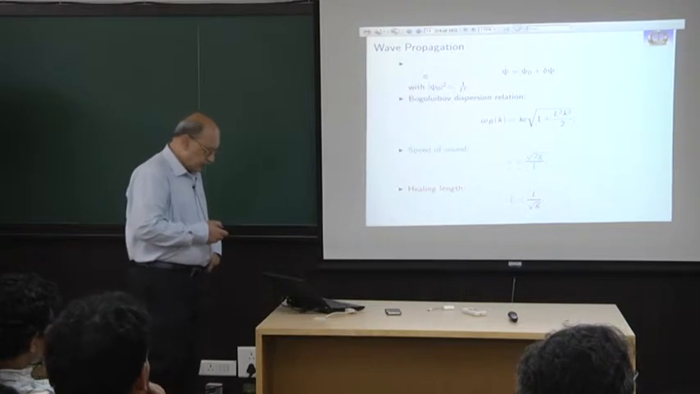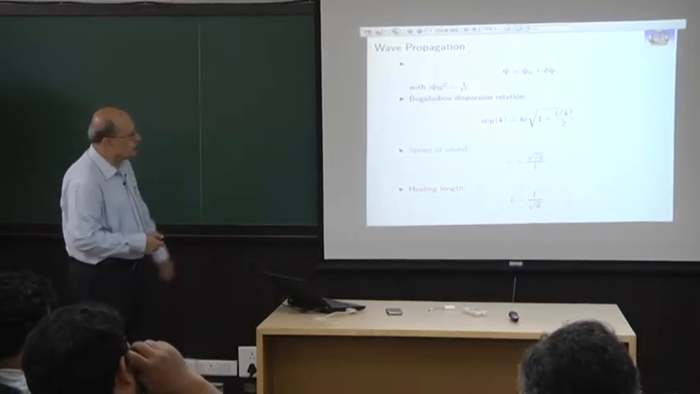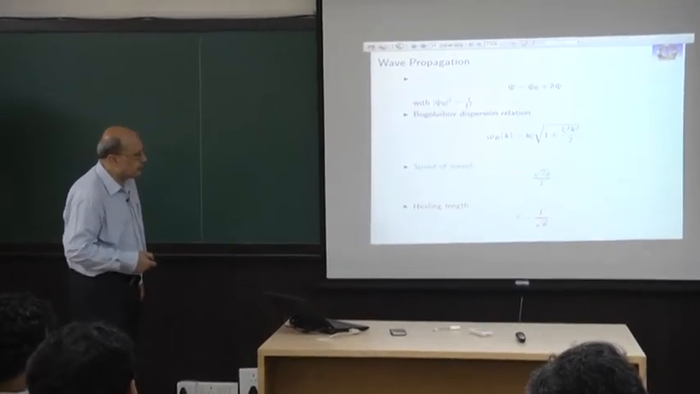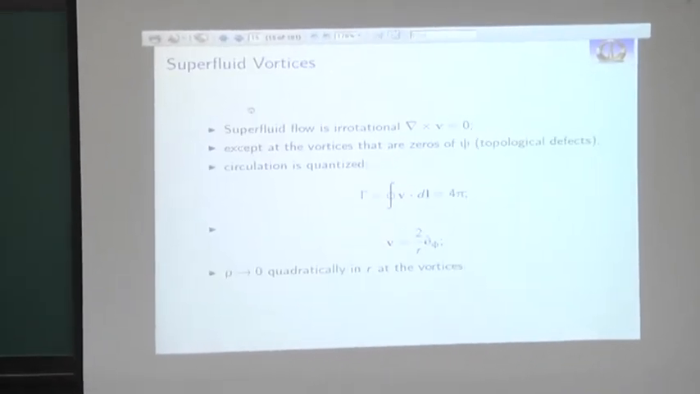And if you now look at wave propagation, this is all history. There's nothing new about it. So you can get a Bogoliubov dispersion relation. There is a speed of sound. There's a healing length, which will set the scale of the vortex core.